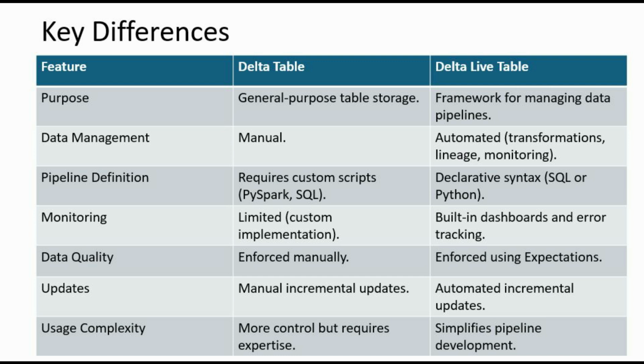Feature 1. Purpose. A Delta Table is designed as a general-purpose table storage layer. It's best for storing and managing structured data with advanced features like ACID transactions and schema evolution. Example: if you're storing customer order data for analytics, Delta Tables are ideal.